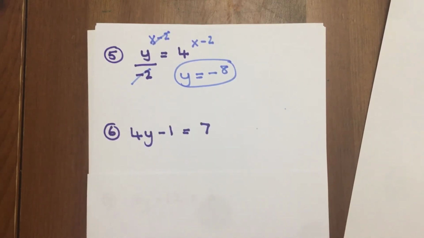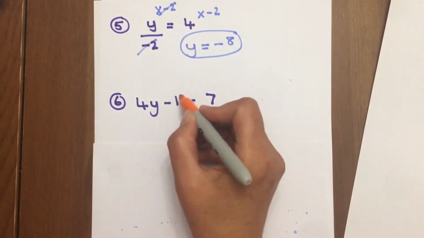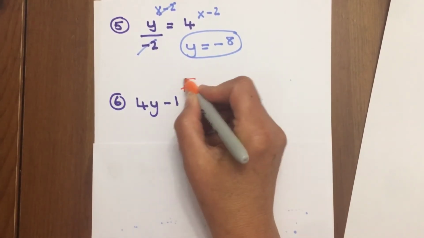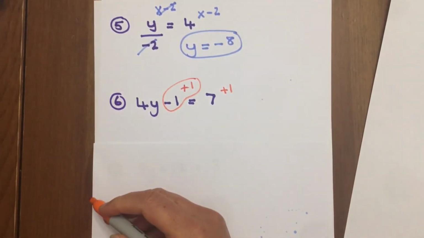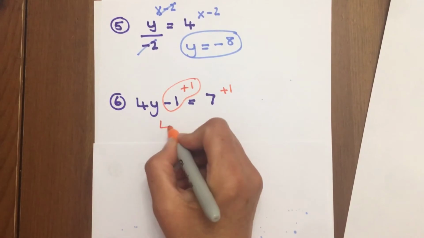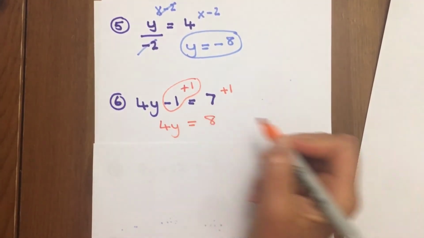Okay, last one I'm going to do on solving equations. First of all, I'm going to add 1 to both sides because the opposite of -1 is to add 1. I've got a two-step equation here. -1 add 1 will cancel. So I'm left with 4y here. 7 add 1 is 8.